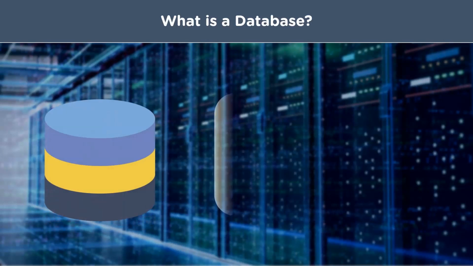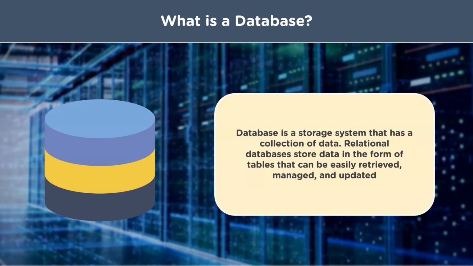So according to Oracle, a database is an organized collection of structured information or data that is typically stored electronically in a computer system. A database is usually controlled by a database management system or DBMS. So it is a storage system that has a collection of data. Relational databases store data in the form of tables that can be easily retrieved, managed, and updated. You can organize data into tables, rows, columns, and index it to make it easier to find relevant information.